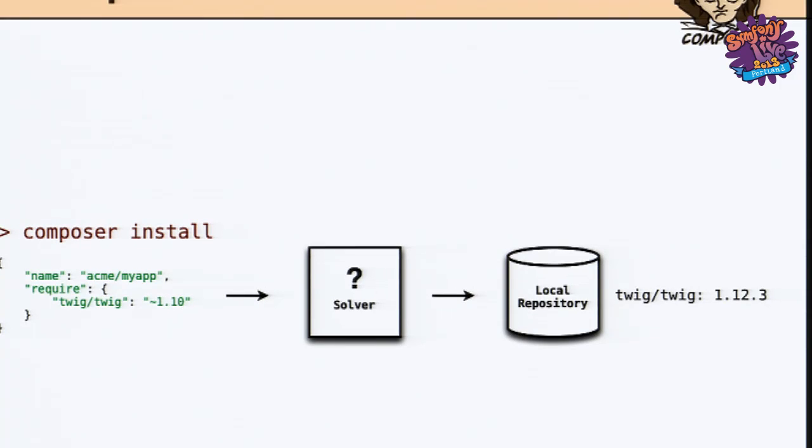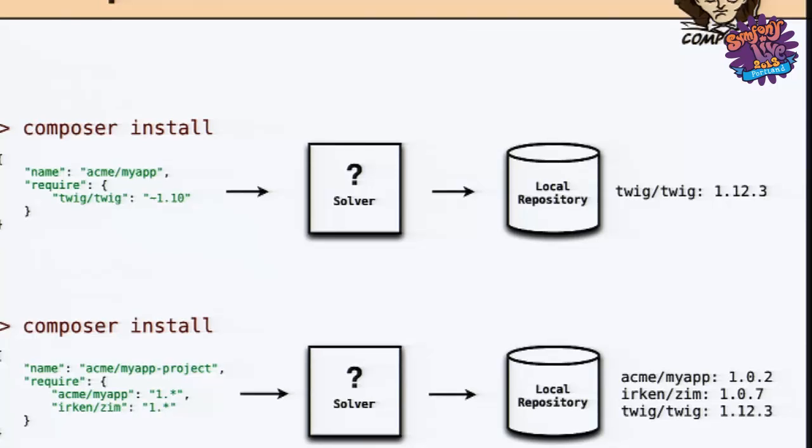So we're going to walk through a quick example of what this all looks like as far as the repositories and how they interact with each other. Here we have a simple Acme MyApp, requires Twig at a specific tilde version. Run composer install. The solver takes that and spits out a local repository that has Twig 1.12.3. So this would be the case of the actual end application running.